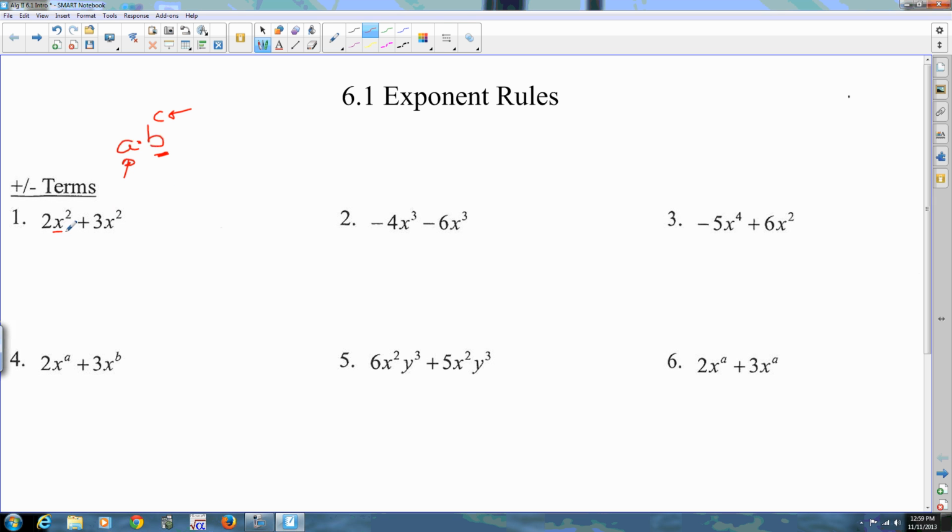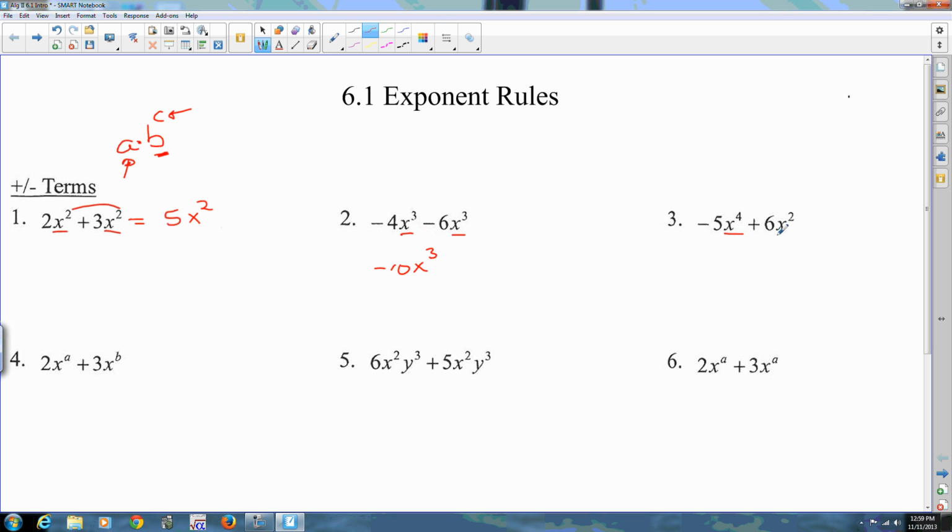So when the bases are the same with the same exponent, you just add the coefficients. So that would be 5x squared. You don't change the base, you don't change the exponent. You just add the coefficients. These are like terms. Same base, same exponent. So you just add the coefficient.